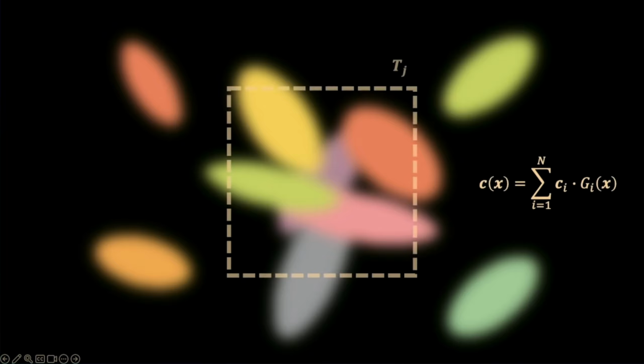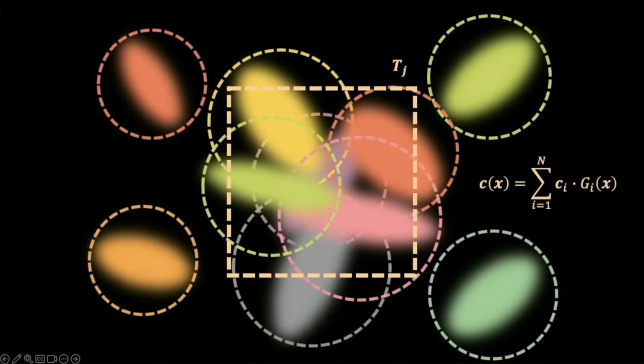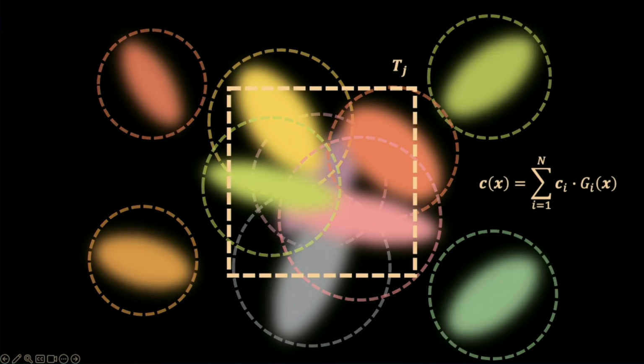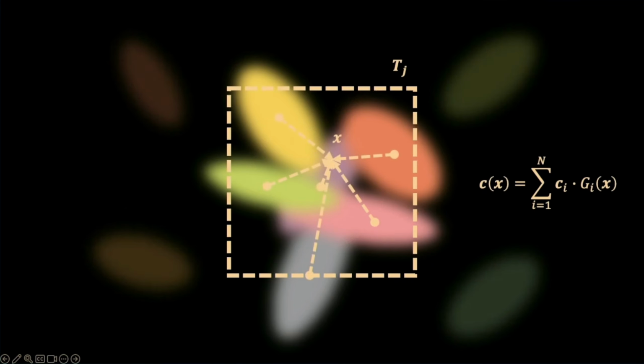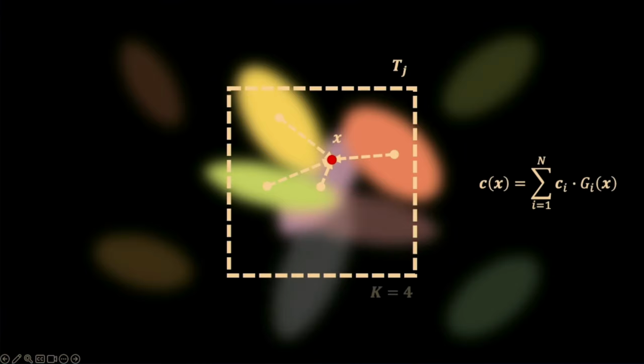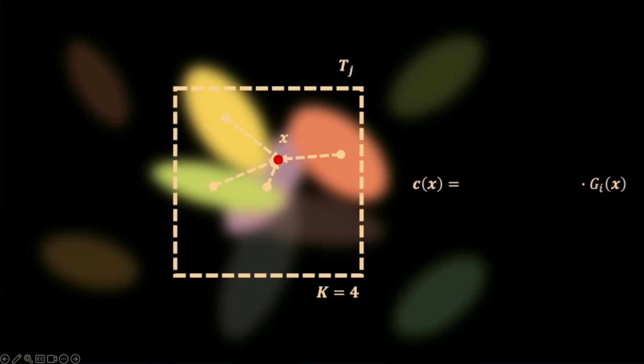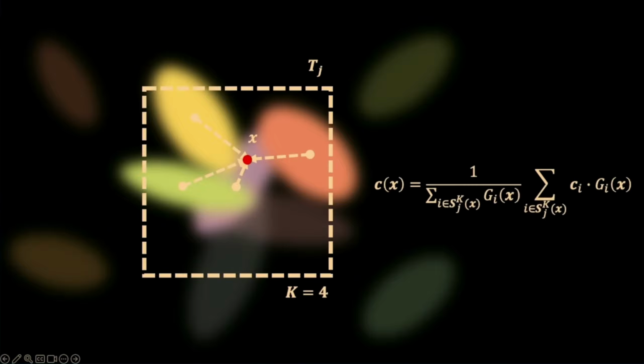To address this, we adopt a tile-based rendering approach and limit the number of Gaussians that can contribute to any given pixel. For each Gaussian, we compute the minimum enclosing circle of its 3 standard deviation range and check tile circle intersections to assign Gaussians to tiles. Then for each pixel location X in a tile, we rank its assigned Gaussians by their evaluated value at X and keep only the top K. After normalizing the weights of the K remaining Gaussians, we arrive at the final rendering equation for ImageGS.